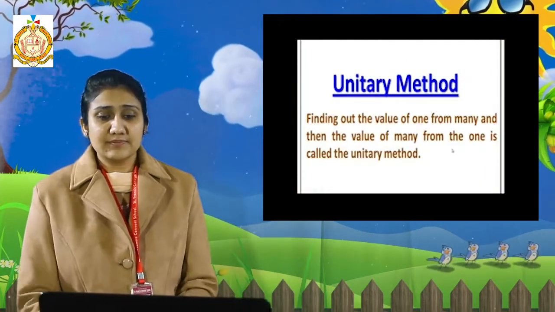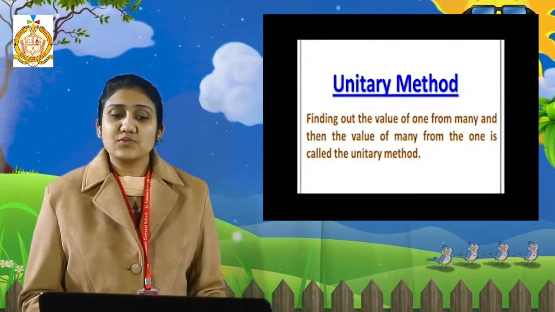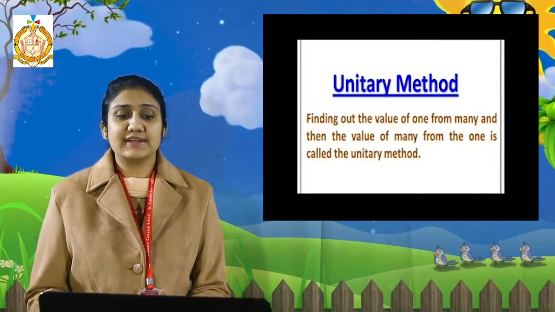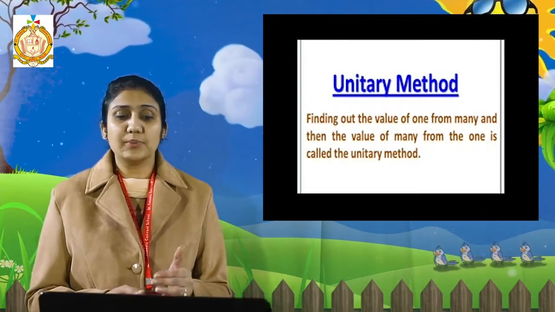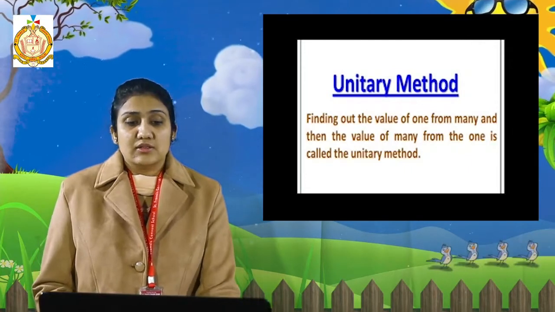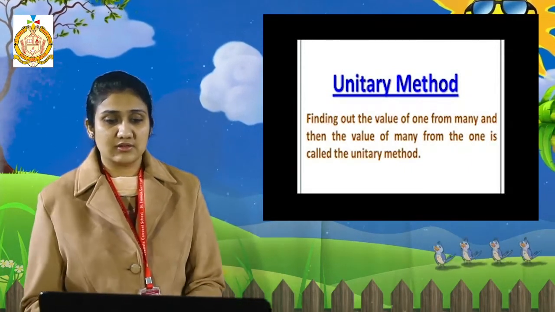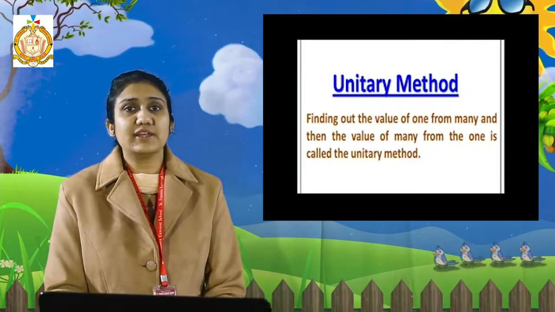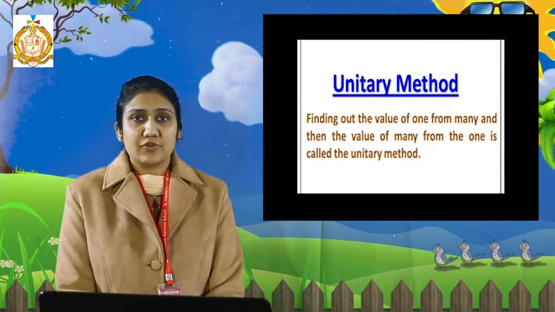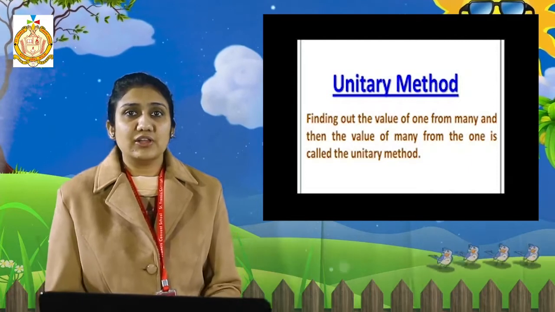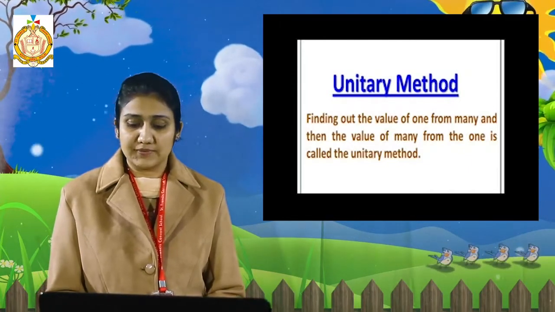So if four quantities are in proportion, then we write it as A:B proportional to C:D. And in this exercise, we will also deal with the unitary method. That is, finding out the value of one from many, and then the value of many from the one is called the unitary method. Firstly, we will find the value of one quantity from many, and then we will find the value of many quantities from one quantity.